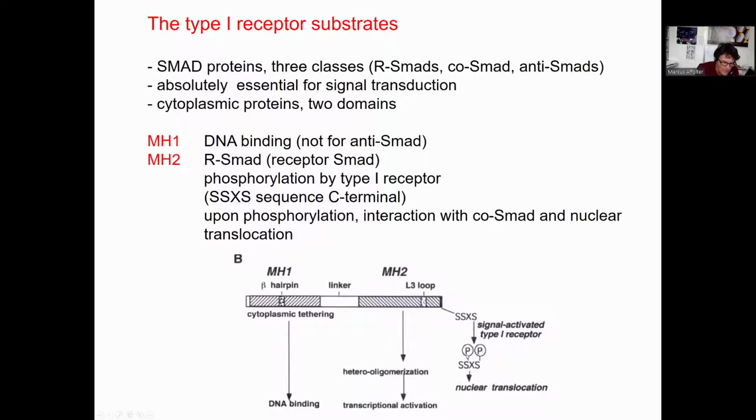It leads to the association with other factors. It leads in the nucleus to DNA binding. The MH1 domain is a DNA binding domain. And the MH2 domain, in addition, is required for heterooligomerization with MAD and with Medea, the co-SMAD, and leads to transcriptional activation. So this molecule is inert in the cytoplasm. The phosphorylation of these two residues leads to oligomerization, nuclear translocation, DNA binding, and transcriptional activation. Two phosphate residues. You activate this molecule, and there you go.